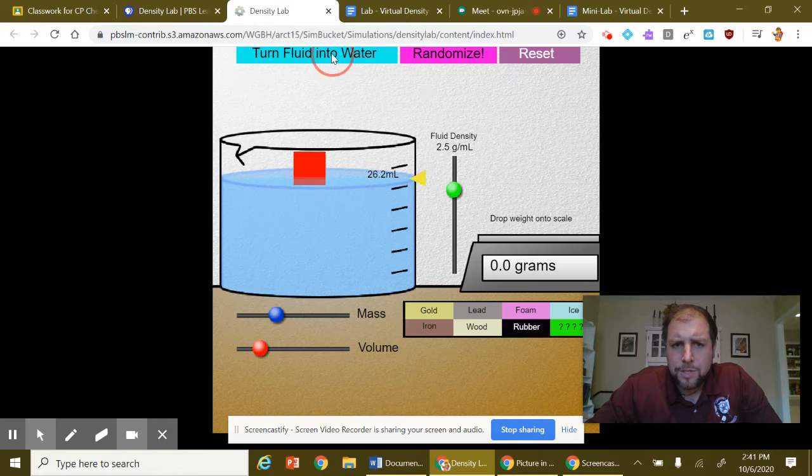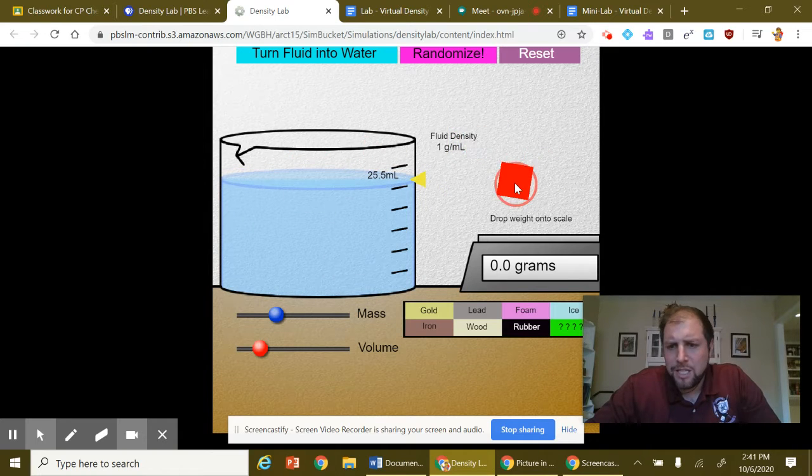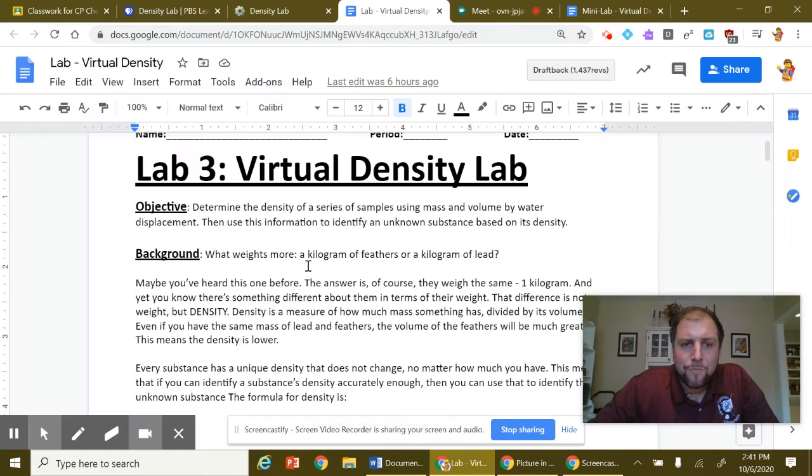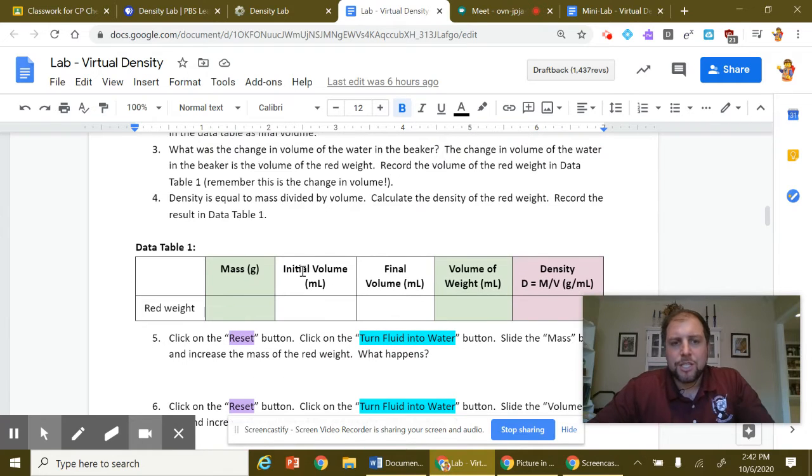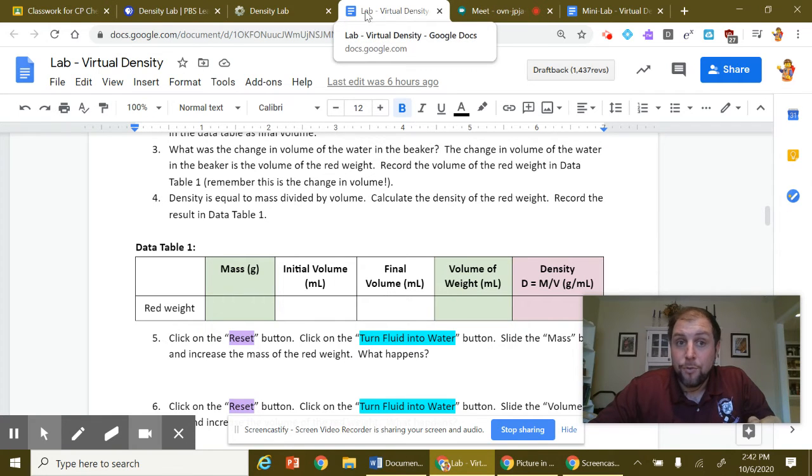I'm going to turn this fluid into water first of all. Okay, so here's how this goes. Let's take a look at this lab. The first thing it says we need to do is take the mass of the red weight. So when the program starts up, we're going to take the mass of the red weight.